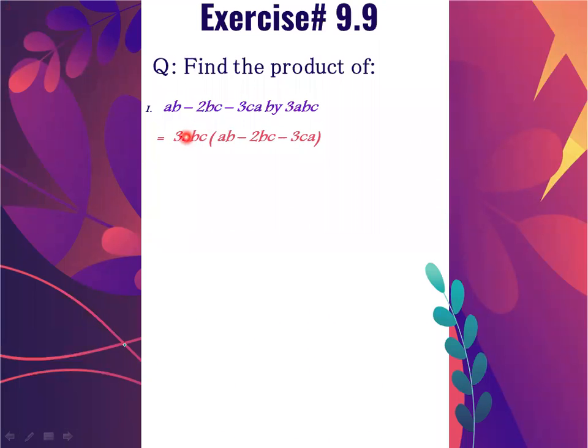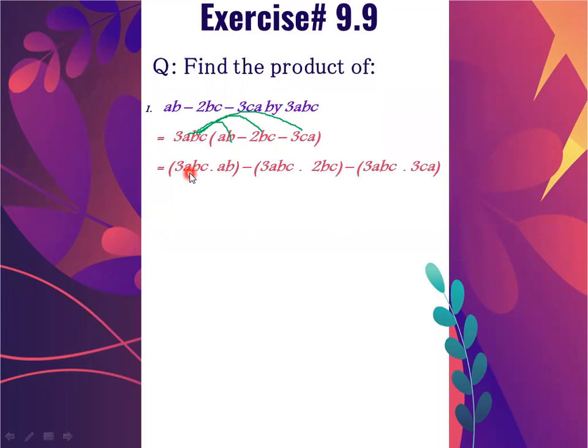Okay, you are going to multiply this term with this one, then you are going to multiply 3abc with 2bc as well as with 3ca. Individually you are going to multiply each term with 3abc. So in the next line, inside the bracket, you will multiply each term individually.